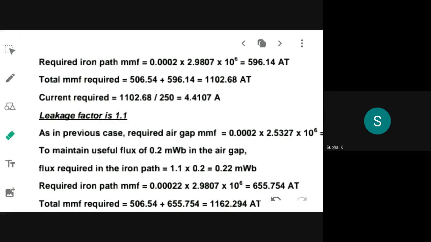What is the answer that you are getting? The one change that you have to do is multiply 0.2 with that leakage factor 1.11. Now there will be a change in the flux required for the iron path. With that you have to find out the MMF, then total MMF, then current.